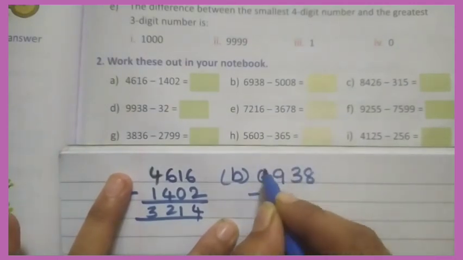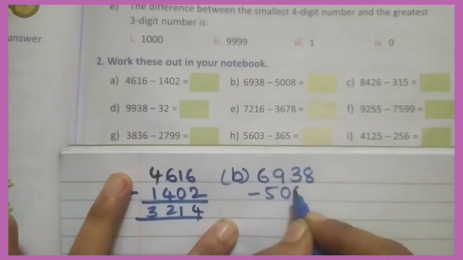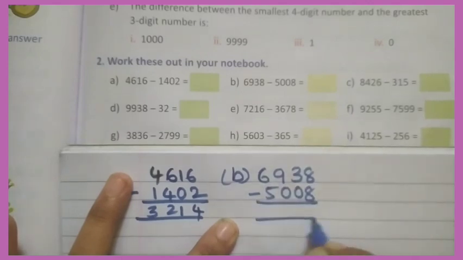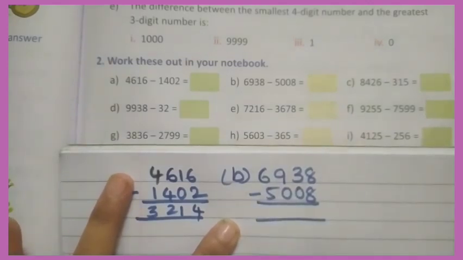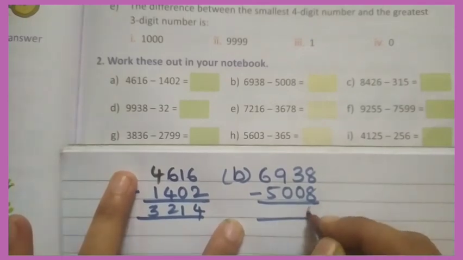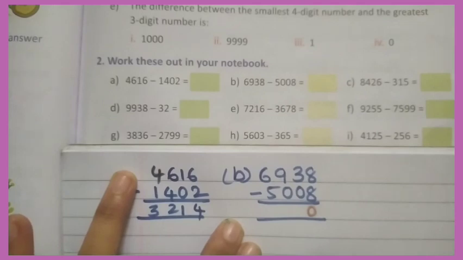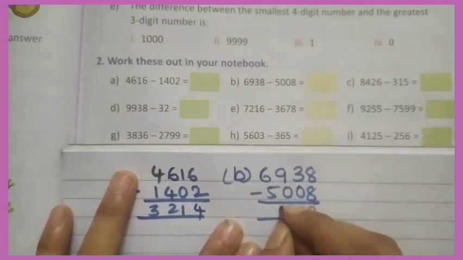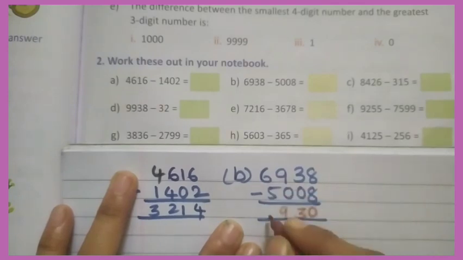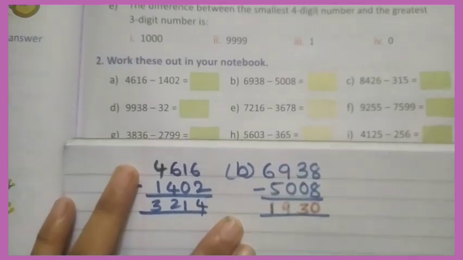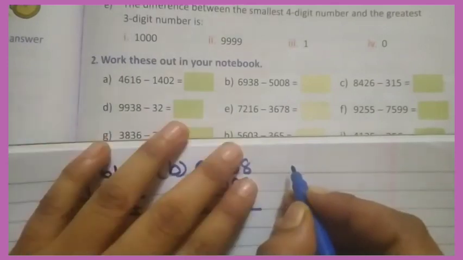Okay. Now look at B. 6938 minus 5008. Okay. 8 minus 8, 0. So we'll write here 0. 3 minus 0, 3. 9 minus 0, 9. 6 minus 5, 1. It's very easy.